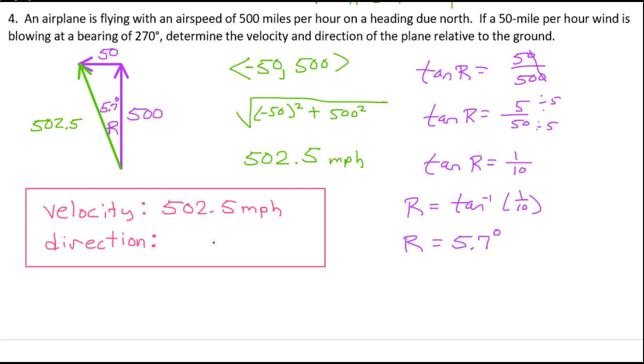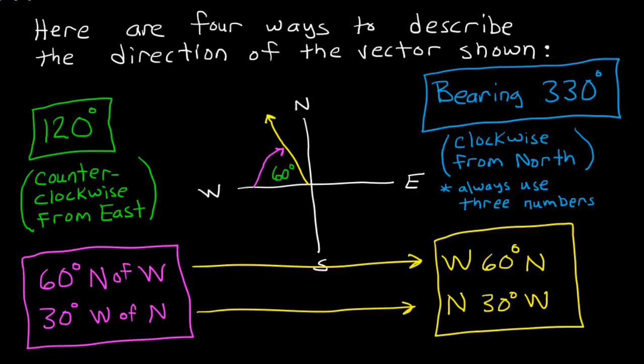We've learned 4 different methods of describing the direction of a vector. Sometimes we measure counterclockwise from east like this. Sometimes we say how many degrees north of west or west of north. Sometimes we say west 60 degrees north like this. And then there's this concept of bearing. So there's these 4 ways of doing it. So how do you know which method you're supposed to use when you write your final answer?